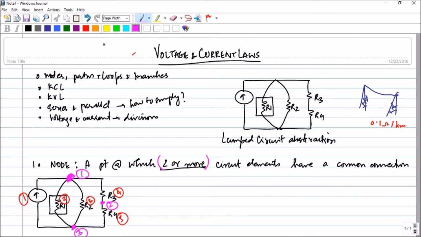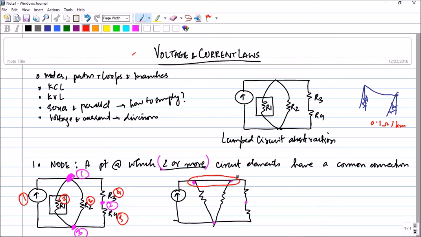Now sometimes people do this to add confusion in the circuit. If I redraw the same circuit like this, people might say that this is a node, this is a node, this is a node, and this is a node, so there are four nodes. But that's not the case. Why? Because these two are the same node.